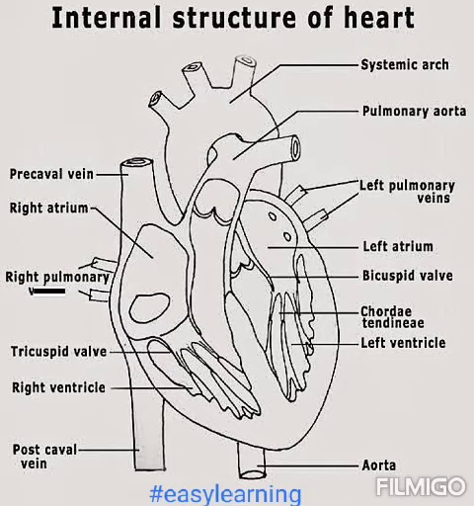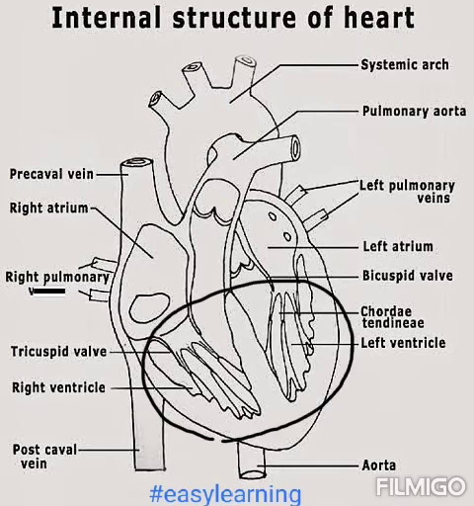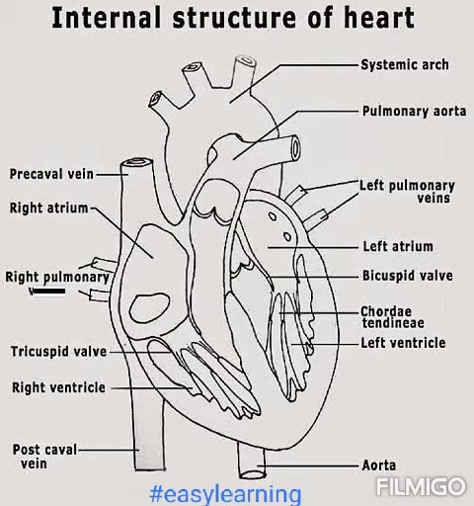Yeah, now it's time for our key points. First key point: the walls of ventricles are strong and thicker than the walls of auricles. Do you know why? Because they have to pump the blood away from the heart with force. That's why they are provided with stronger walls.